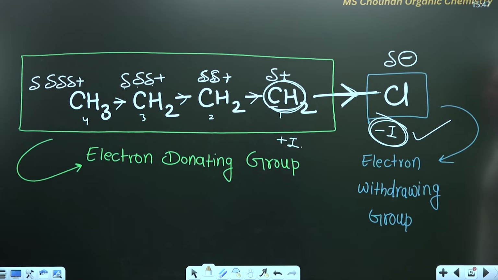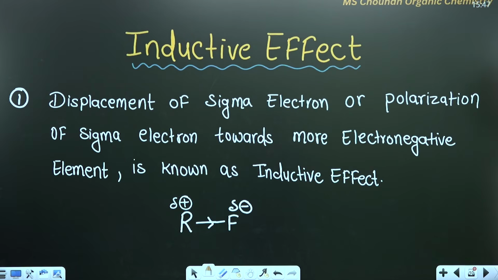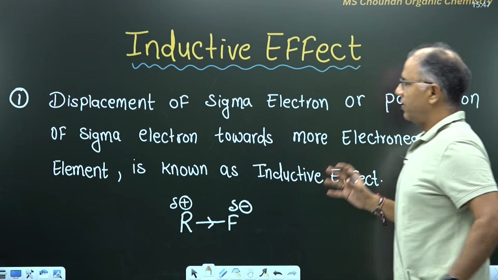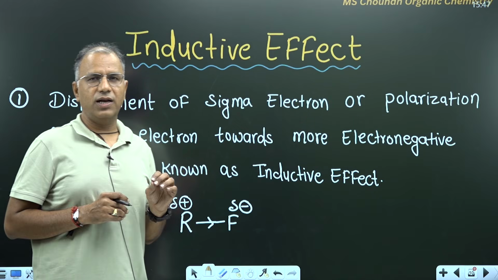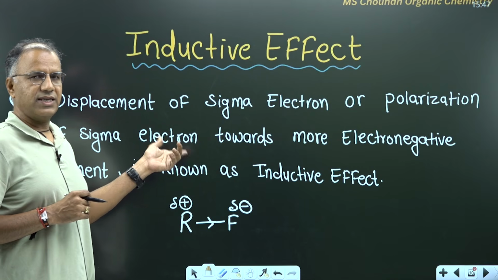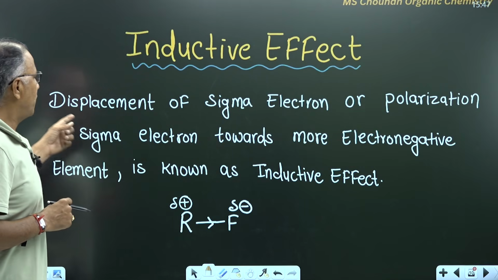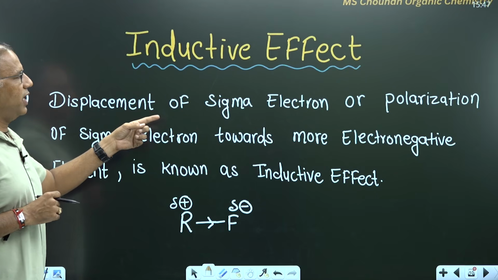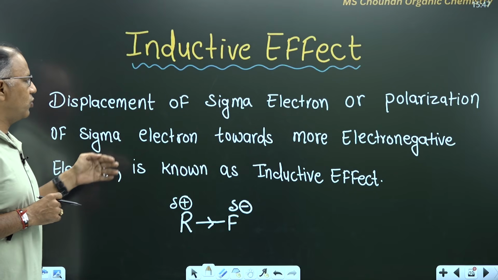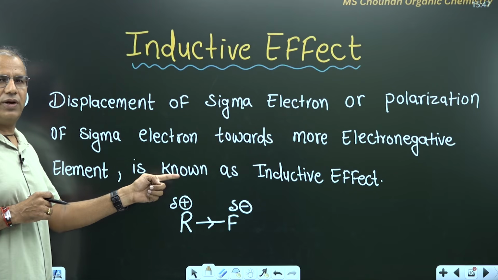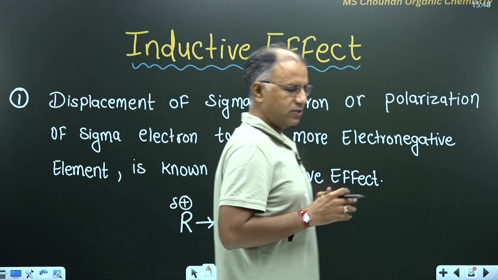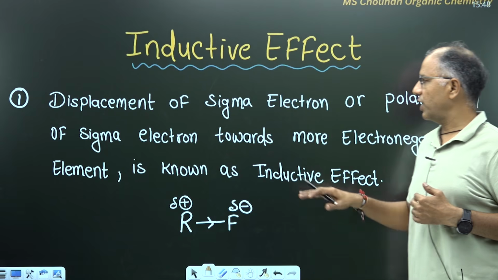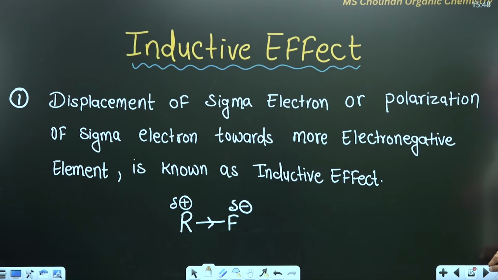Pause the video and write this example. Now you will better get it, the definition of inductive effect will be more clear after the example of 1-chlorobutane. Now what is the definition? The displacement or polarization of sigma electron toward the more electronegative element is known as inductive effect.